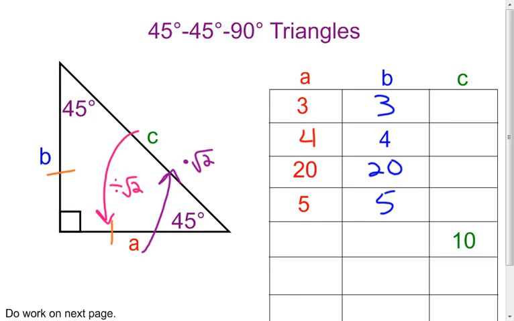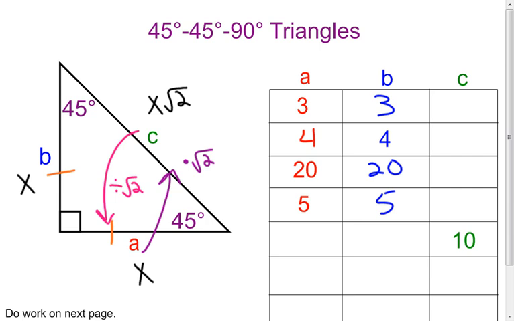Just like that. Another way to think about this is to say, if one of our legs is x, or any variable you want, then the other leg also has to be the same thing. It's going to be equal in length because they're congruent. And then your hypotenuse is going to be x, and remember we said we had to multiply by root 2. Root 2.